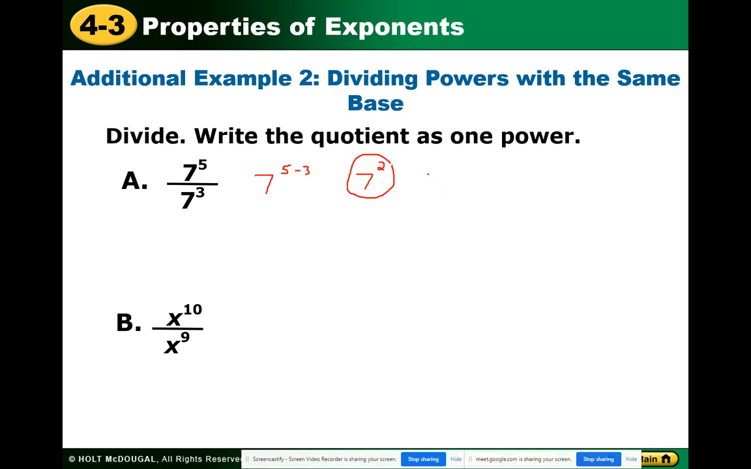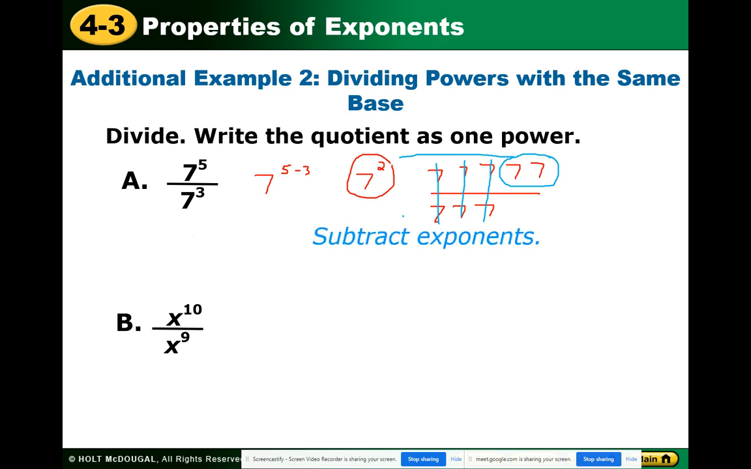Now, would it have worked if I would have wrote 1, 2, 3, 4, 5 of these and 3 of those? Do 3 of them cross out then, Christine? Yeah. This is kind of our double check if you're not really catching on to what's going on. Oh, do you see how I have just the 2 left? There we are. Okay, so we're kind of showing you the shortcuts today. Subtract exponents, we get 7 to the 2nd.